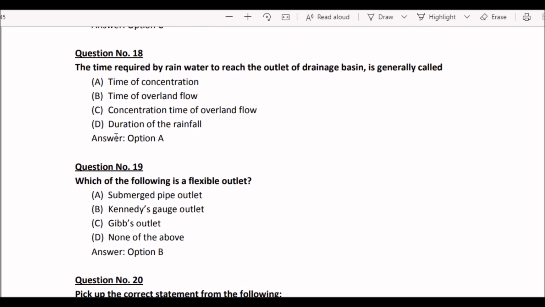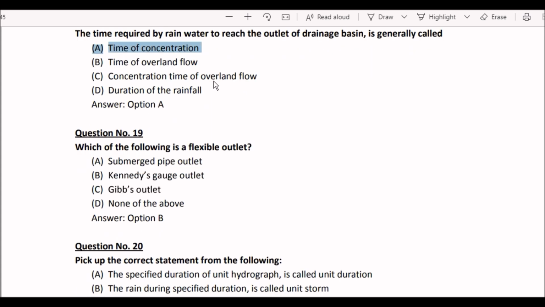Next question. The time required by rainwater to reach the outlet of drainage basin is generally called option A. Time of concentration. Option B. Time of overland flow. Option C. Concentration time of overland flow. Option D. Duration of the rainfall. And right answer here is option A. Time of concentration.